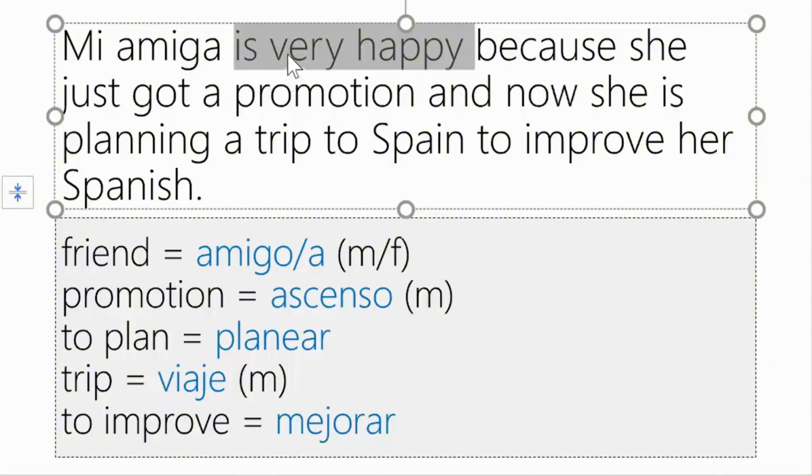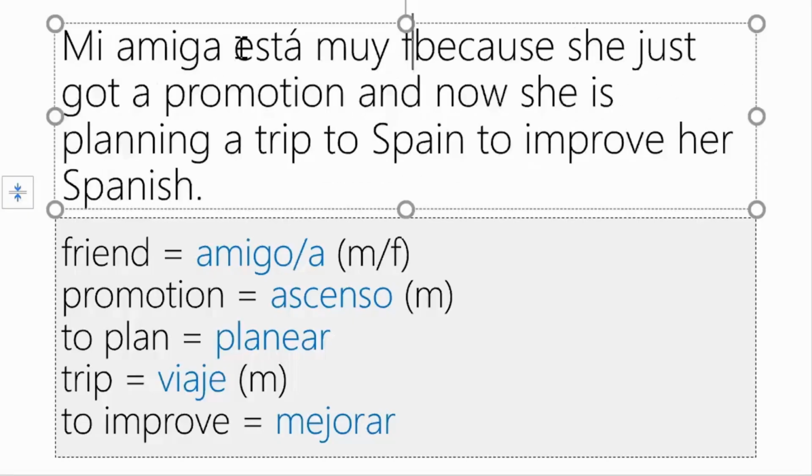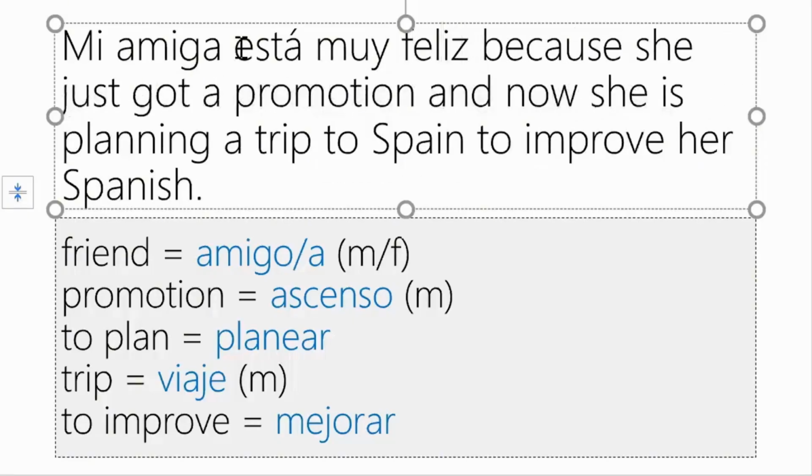So it's going to be using estar, right? So mi amiga está rather than es. Está muy feliz. You could also say muy contenta because she just got a promotion. All right, so let's take because.